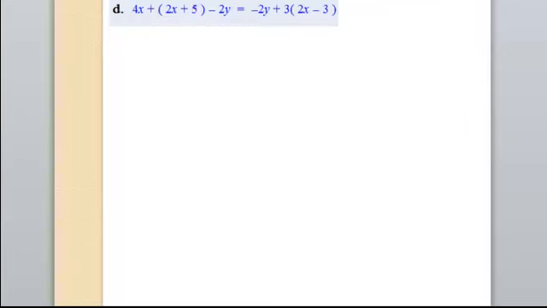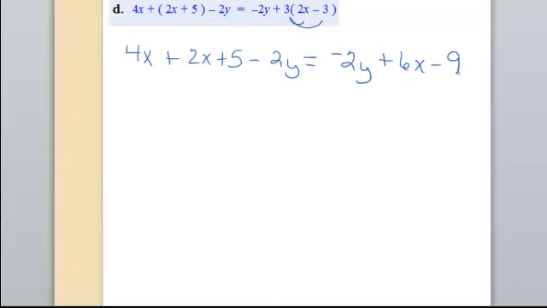Okay, have a look at this one. Let's get rid of all of these parentheses and see what's going on. So we'll have 4x plus 2x plus 5 minus 2y equals, no, we don't need to distribute that, do we? But we do need to distribute this 3, so plus 6x minus 9. Let me double check. Okay, I think that's right.